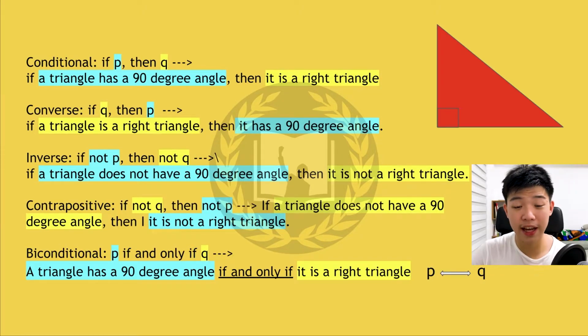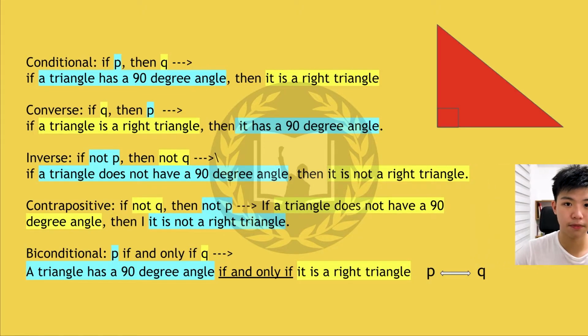Now, let's move on to the biconditional of this statement. If you remember from the previous slides, biconditional is P if and only if Q. Notice how the arrow goes both ways in the biconditional, which means that P then Q and Q then P both must be true. Therefore, when the conditional and the converse are both true, it can be inferred that the biconditional is also true. So let's read out the biconditional. A triangle has a 90-degree angle if and only if it is a right triangle. Is the statement true? You get 10 seconds to think about this.